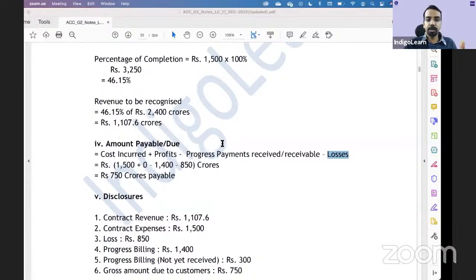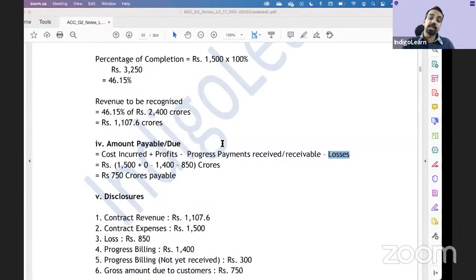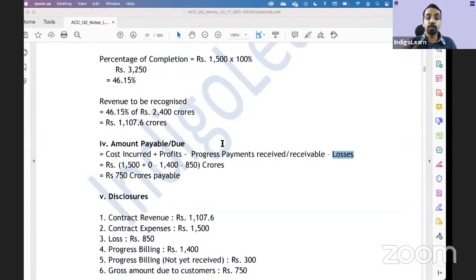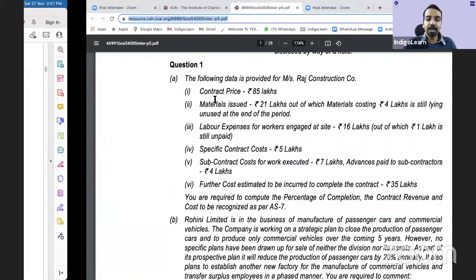So again, a similar question. Now don't think that because it was tested in July, it will not be tested again in November. It may be tested. We do not know. Okay. Following data is provided by a company. Contract price. This is the revenue.